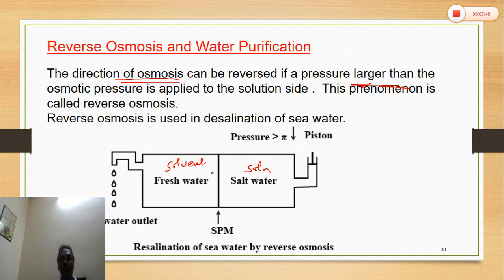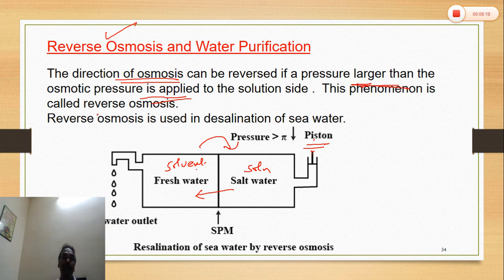Usually solvent molecules pass from solvent into solution, but when a pressure greater than osmotic pressure is applied, the direction of movement will be in the opposite direction. That is, this direction can be changed to this direction. That is called reverse osmosis. So reverse osmosis means when a pressure greater than osmotic pressure is applied, the direction of the movement is changed. That is called reverse osmosis.